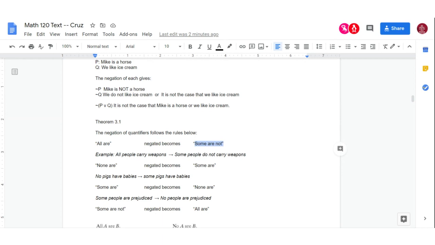If I tell you, or somebody's trying to argue with you and they say, all people carry weapons, well, what you have to do to prove them wrong is find some people that don't carry weapons. You just have to find some group, and actually it's going to be just one person to mean some. It can be more. But you just got to go out there and find a counterexample when somebody says all. That's why it's often used in an argument, you know, when somebody says, oh, you do this all the time. That's kind of a frustrating thing in an argument, because generally that never happens, that somebody does something all the time. You can go and you can find exceptions to counter that argument.